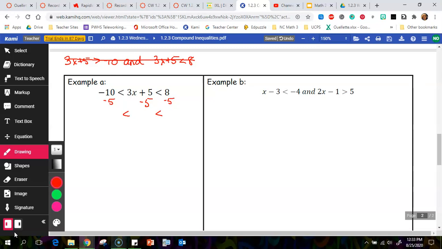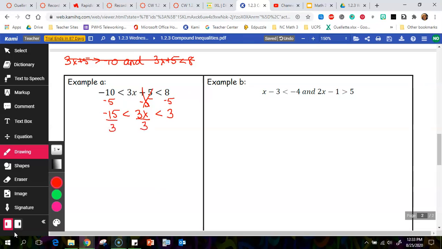So over here on the left, I've got negative 15. Negative 10 minus 5, negative 15. This is going to be 3x in the middle because that cancels. And then 8 minus 5 is 3. Okay, still trying to get x by itself. So I'm going to divide by 3.